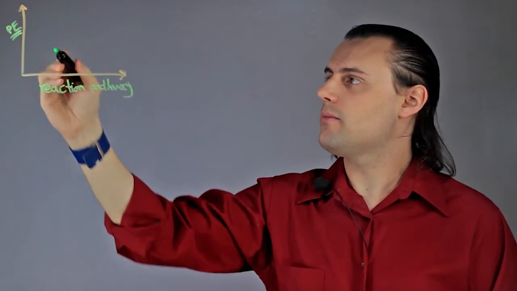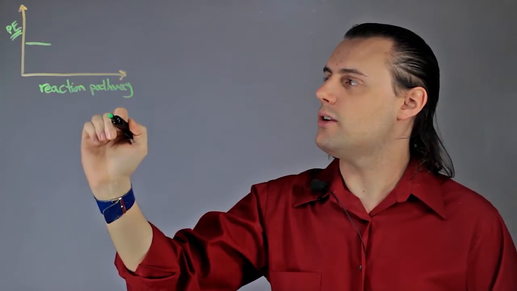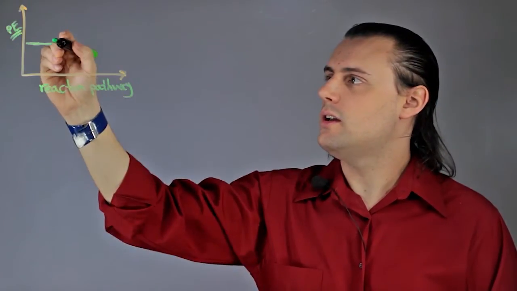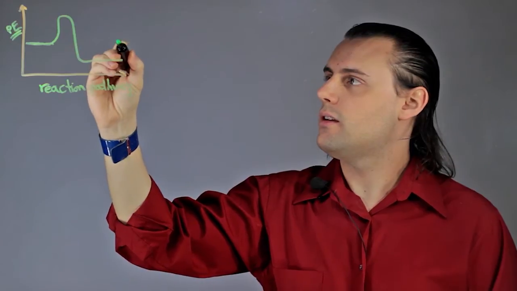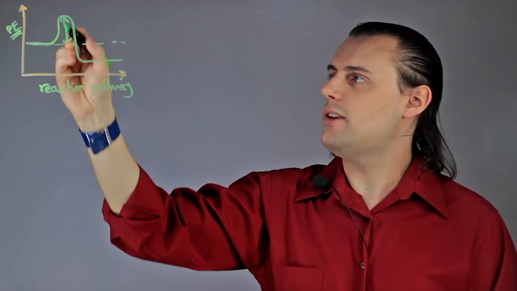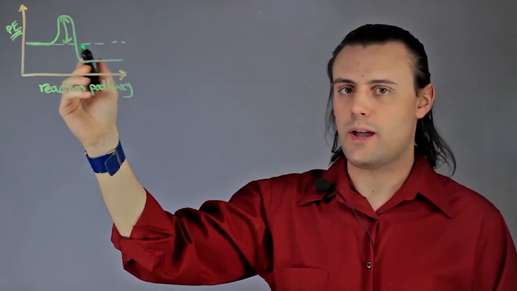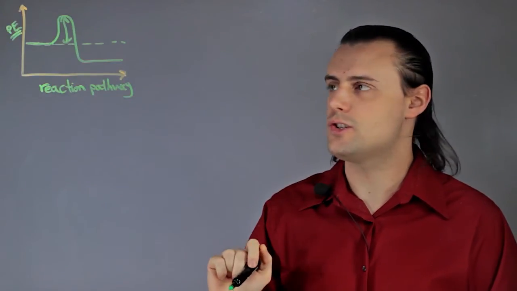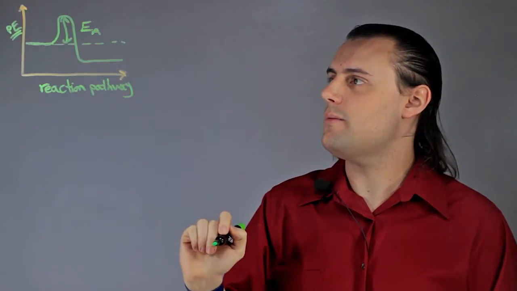Initially, the reactants in the chemical reaction have some potential energy, but to initiate the actual reaction, it requires some activation energy. The activation energy will be this height here. You can think of this as some energy barrier that the reactants must cross in order to get to the products in the reaction. We can denote this activation energy as E sub A.